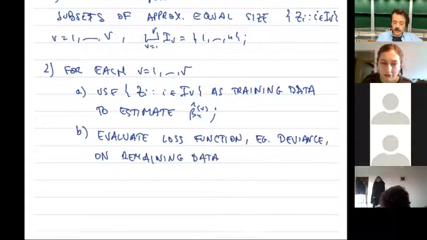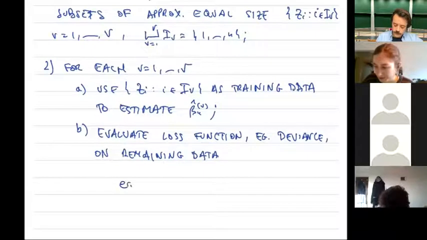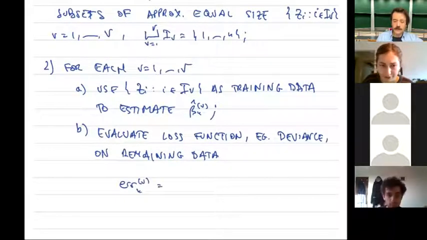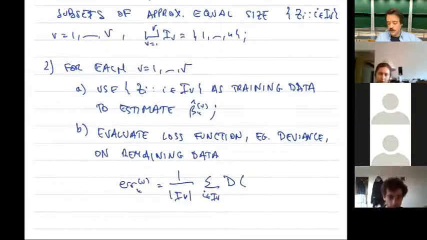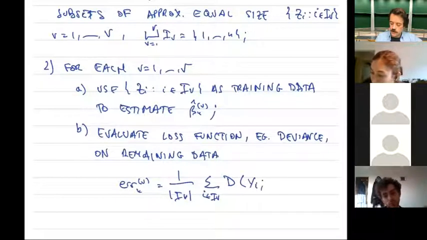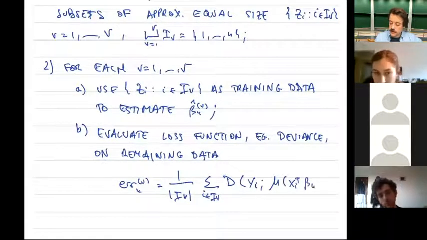And so we get the following quantity: the error of the kth model at the vth fold will be the average of the evaluations at the data that we held aside. This is just mu(x_i transpose times beta_k at v hat).